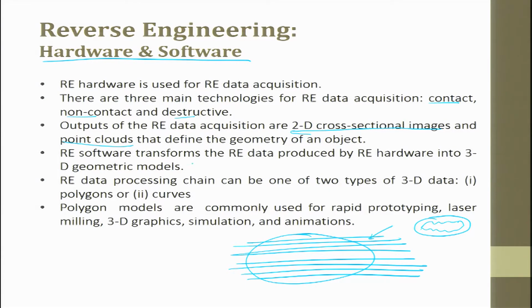RE software transforms the RE data produced by RE hardware into 3D geometric models. The RE data processing chain can be one of two types of 3D data: it can be polygon or it can be curves. Basically, it is the mathematics. Polygon models are commonly used for rapid prototyping, laser milling, 3D graphics, simulation and animation.